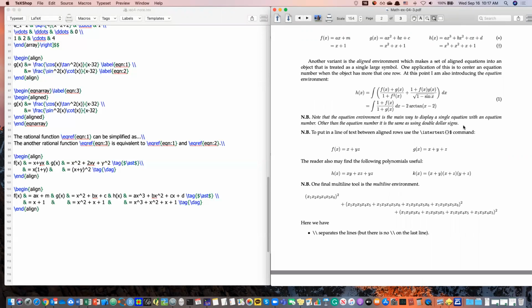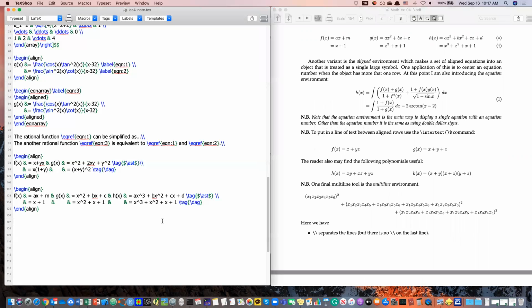So the equation environment, begin equation, is the main way to display a single equation. Keep in mind this. Equation.